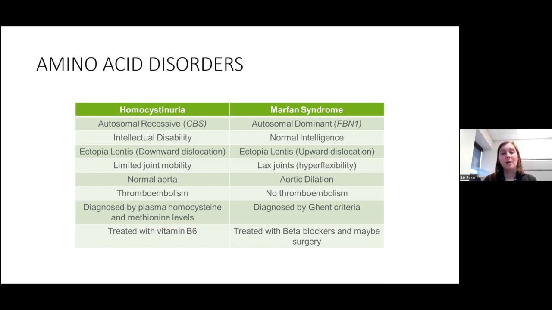For homocystinuria, you look at the plasma amino acids, specifically plasma homocysteine and methionine levels, while Marfan's is diagnosed by specific Ghent criteria. And then treatment for homocystinuria is vitamin B6, while Marfan's will do beta blockers and sometimes will need surgery for their aortic dilation.